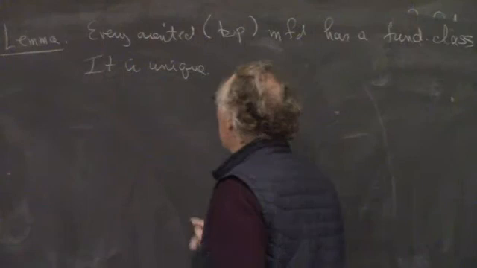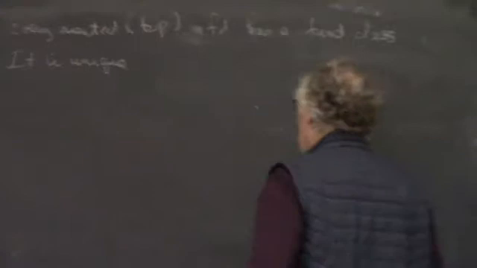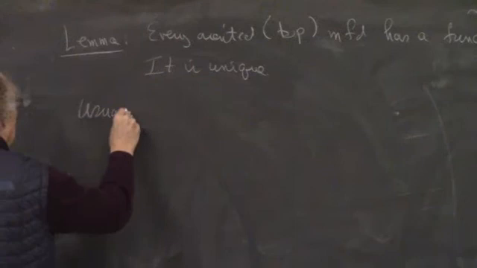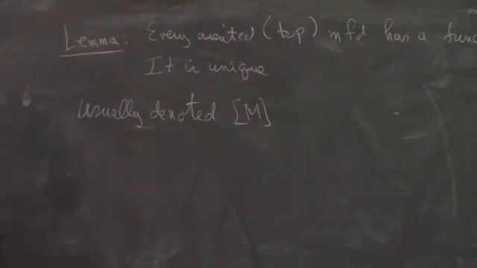It's a standard sort of Mayer-Vietoris argument working from coordinate patches, using the fact that if you have a compact set and a coordinate patch, in those coordinates you can cover it by round convex balls. And it's usually denoted... then as a compact oriented manifold, this will be an ordinary homology class.